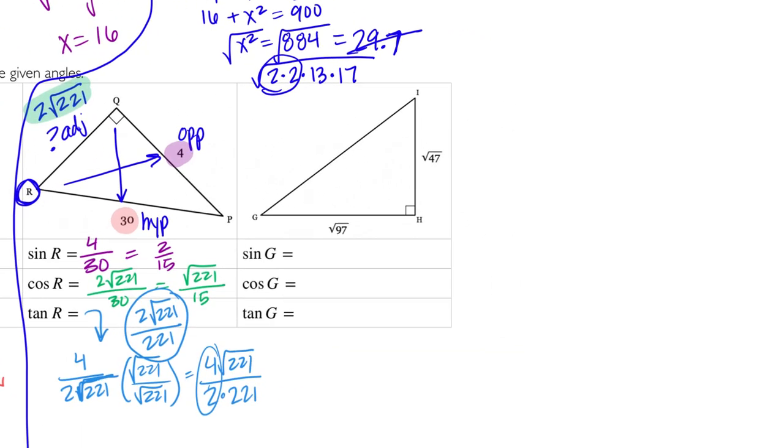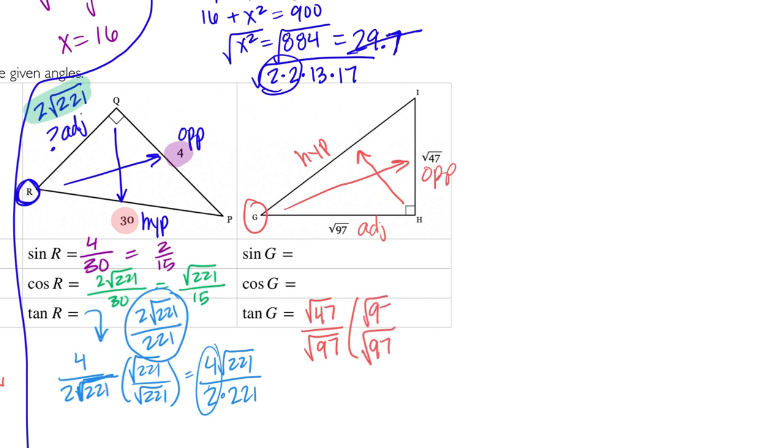Okay, the last one, here's the right angle. We don't know what the hypotenuse is. And then if we're looking at angle G, we've got the opposite side and we've got the adjacent side. So tangent would be opposite over adjacent. And if we look up root 97 on the chart, it's prime. So I can't simplify it any. So I just got to multiply top and bottom. So the bottom becomes a normal 97. And 47 is also prime. So it's just a prime number times a prime number.